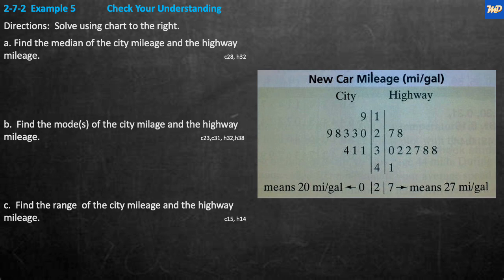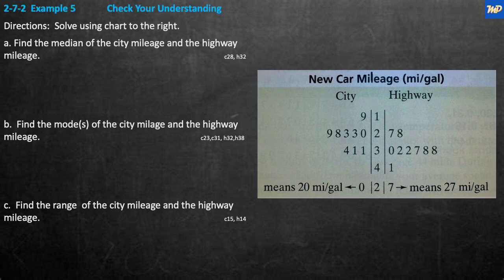Okay, example 5, checking your understanding. You know that I'm going to ask you to pause the video and try to answer these 3 questions. Find the median of the city mileage and the highway mileage. Find the mode or modes of the city mileage and the highway mileage. And then finally, find the range of the city mileage and the highway mileage.